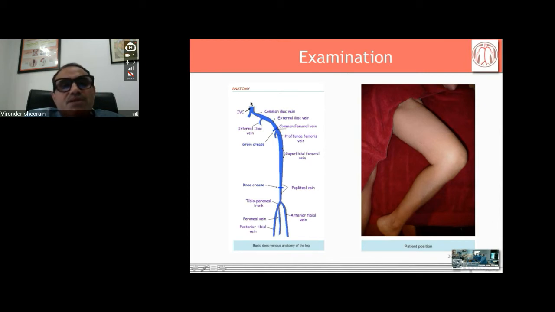So right from the common femoral vein, which is the groin area, you can start searching or scanning and look for superficial deep venous system till the ankle. And when you go for any venous Doppler, don't forget to look for iliac veins up to the iliocaval junction. So this is a great position for basic deep venous anatomy of the leg.